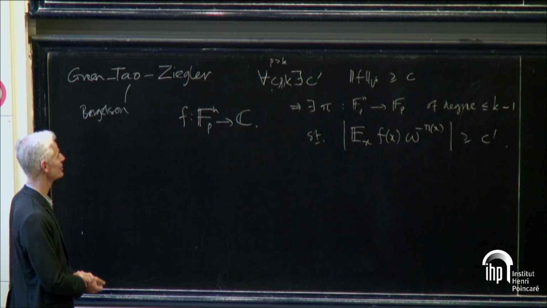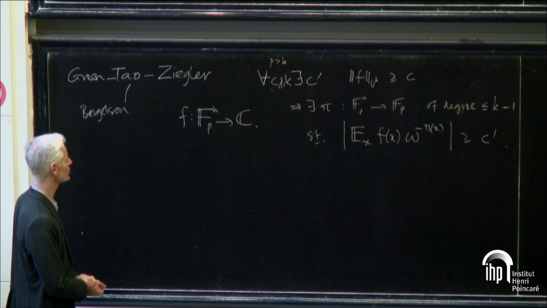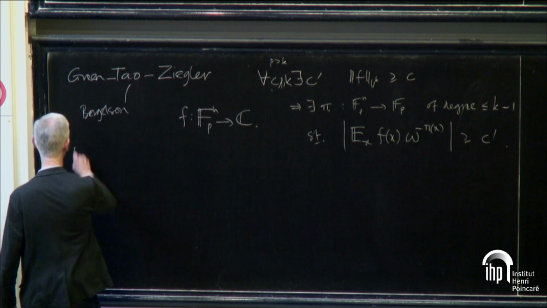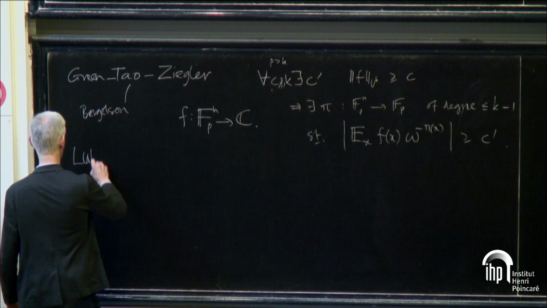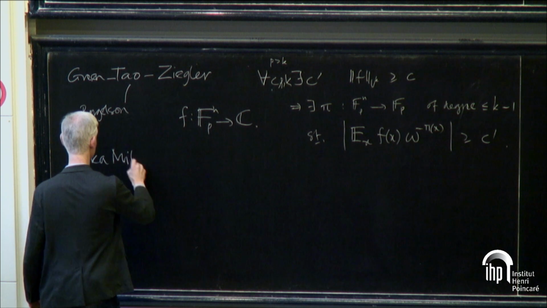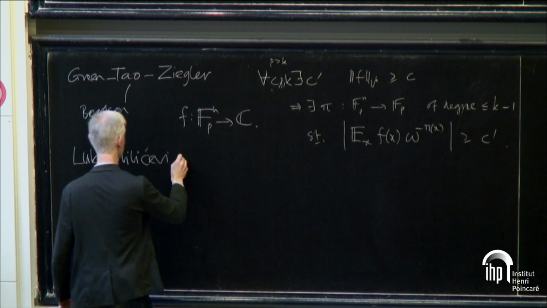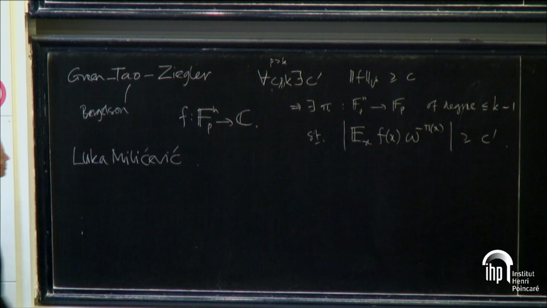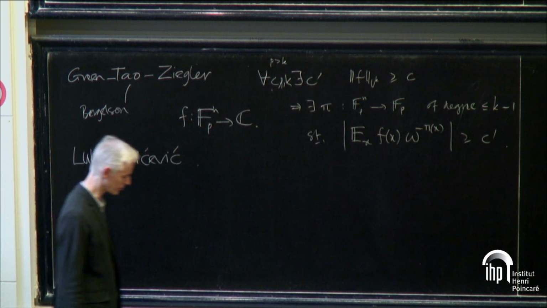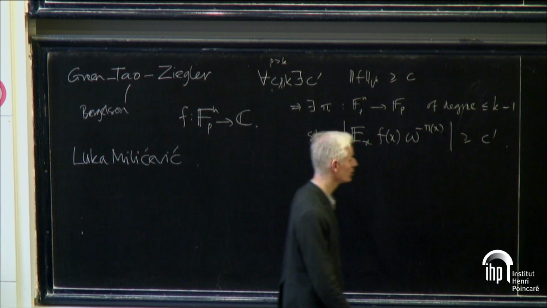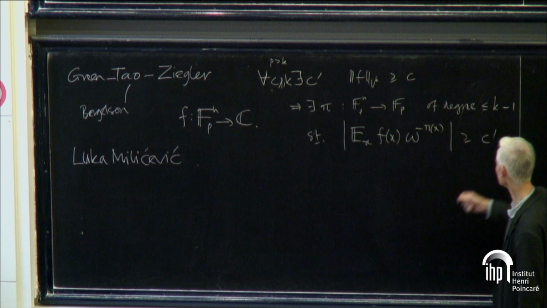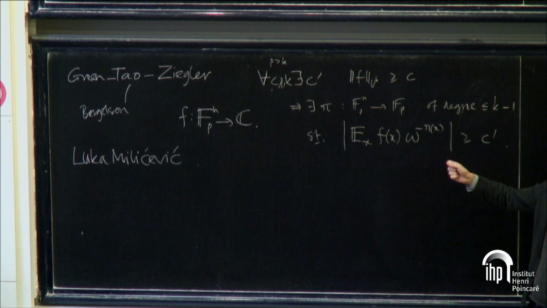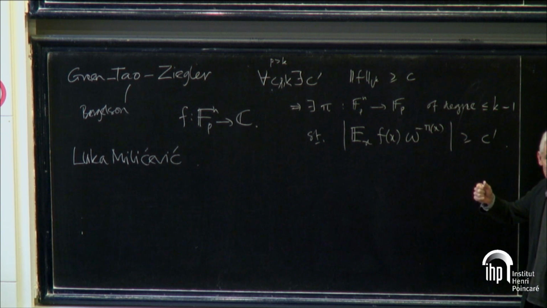But so now I want to talk about work with Luka Milićević, in which we wanted to find, there are two motivations really, and these motivations I think drive quite a lot of people's thoughts on these things. One is, what is the dependence of c' on c? And the second question is, what is the right proof of these theorems?